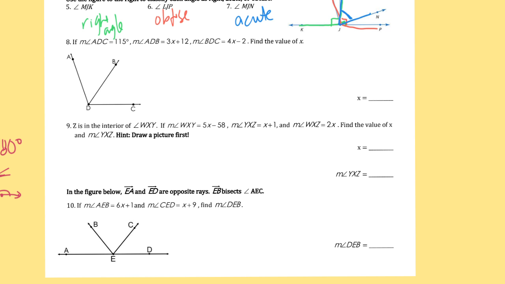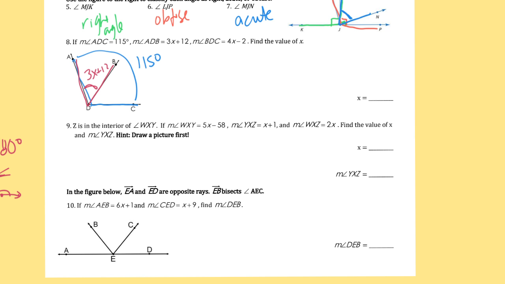So if you look at the measure of ADC, so ADC goes from A to D to C. So let's color this. So A to D to C. So this angle right here, the blue angle, is 115 degrees. Okay, so let's mark it. So the next one is going to be ADB. Okay, so where's ADB? So A to D to B is going to be 3x plus 12. Okay. So this angle right here is 3x plus 12, okay?